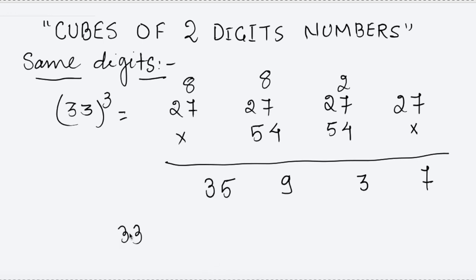So 33 cube gives me 35,937. It is as simple as this. You take the cube of the digit 4 times, you leave the first and the last numbers, you take the middle 2 numbers, take double of those middle 2 numbers, and then proceed with the normal method that we have been doing till now. I take the last digit 7, 2 is my carry over. So 54 plus 27 plus 2 is 83. I take 3, 8 becomes carry over, and 81 plus 8 is 89. So 9 comes here and 8 becomes carry over for the other number. So 27 plus 8 is 35.